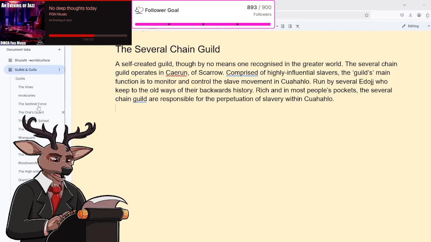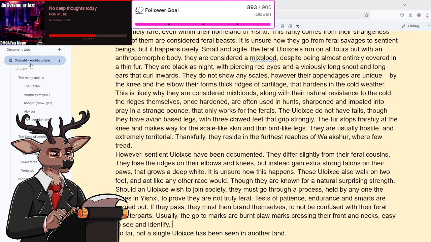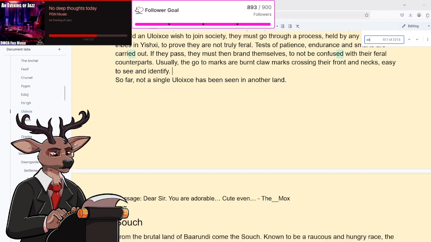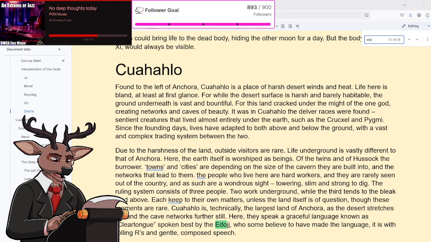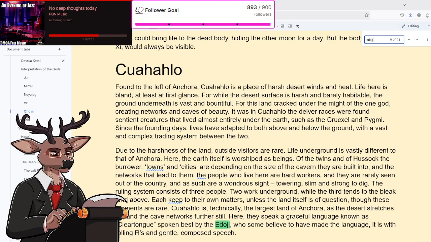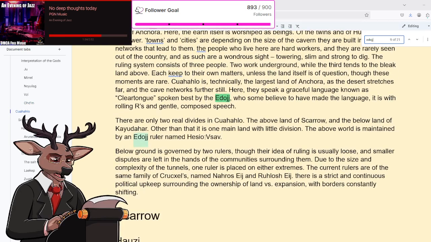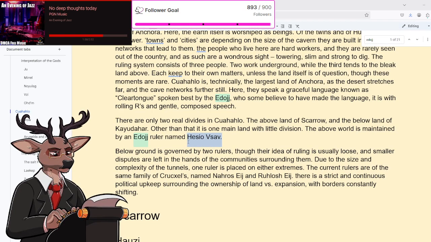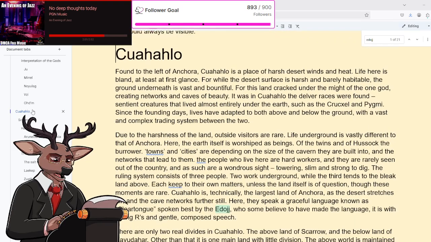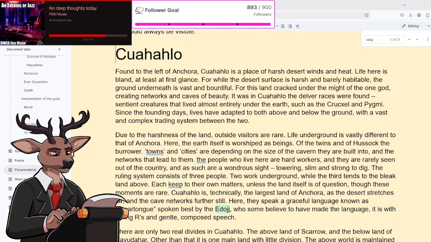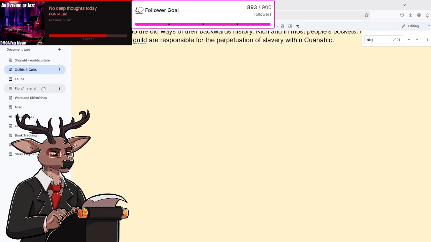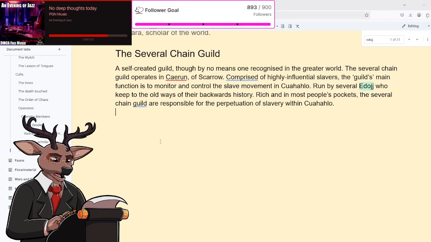I need to remember... Hesio Fasav. Okay, this is the only name I have to go on. Hesio's not part of it. I'm just putting it here so that I can use it as a reference point for other names.